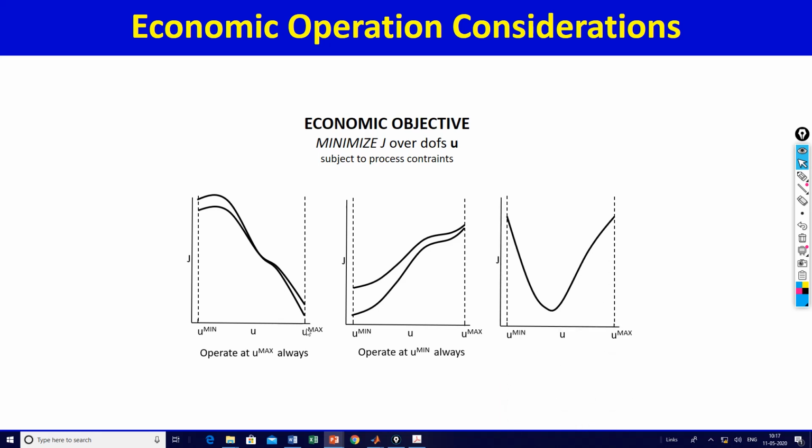Now things start getting interesting. In this case, when you vary U from min to max, the variation in J is a valley, and this valley has a minimum, and since you want to operate J at minimum, you would be operating at U optimum, which is shown here.